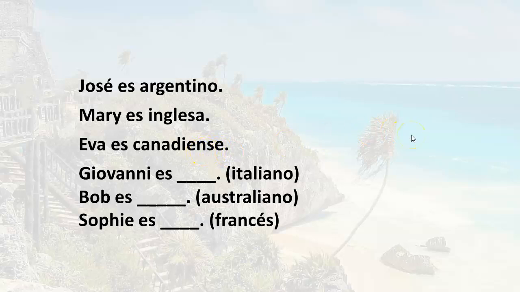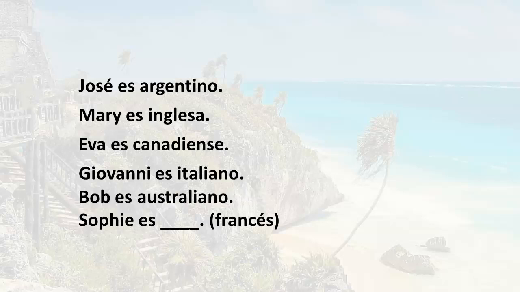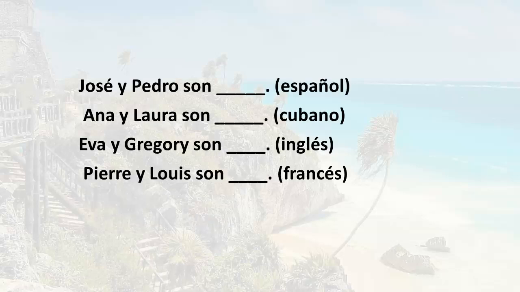Giovanni, this is a masculine singular name in Italian, so Giovanni es italiano. Bob is Australian. How would I say that in Spanish? I would say Bob es australiano. Sophie is French. Sophie es francesa. Let's look at some plurals here.